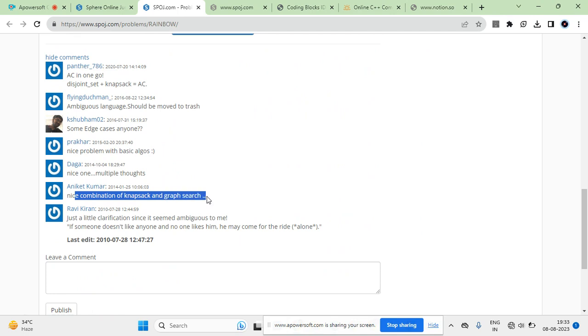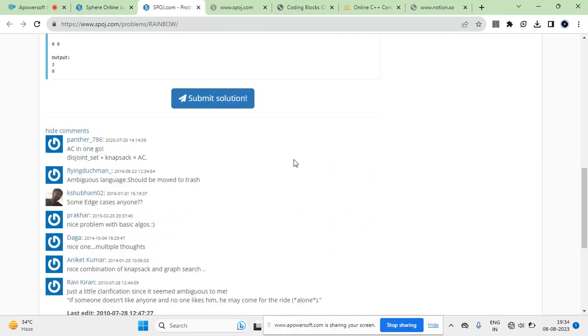A nice combination of knapsack and graph search, as I told. Multiple thoughts. Yeah. So this is the reason I think these people also gave it a try. Clarification seemed to be ambiguous. If someone does not like anyone, he may go to the right alone. Okay, chalo. Move to the next one.